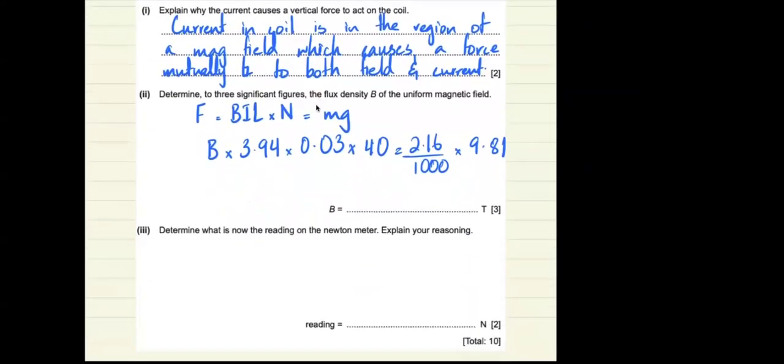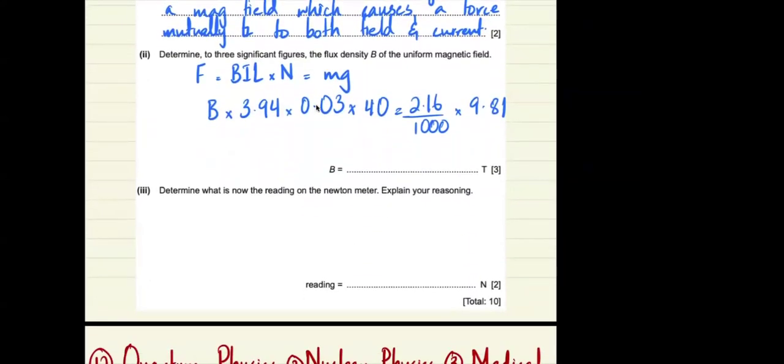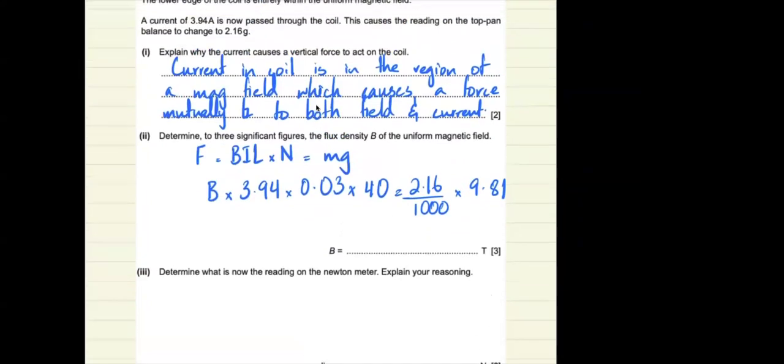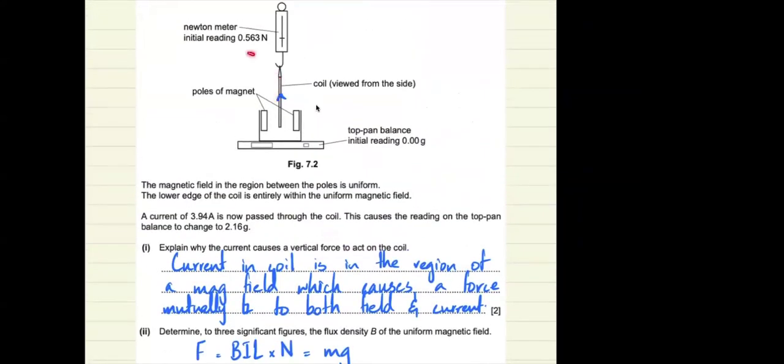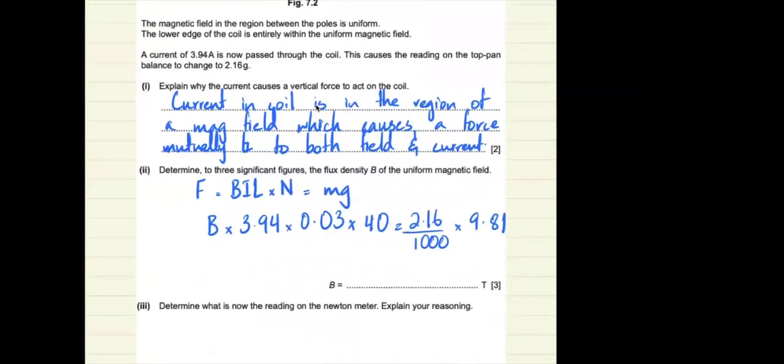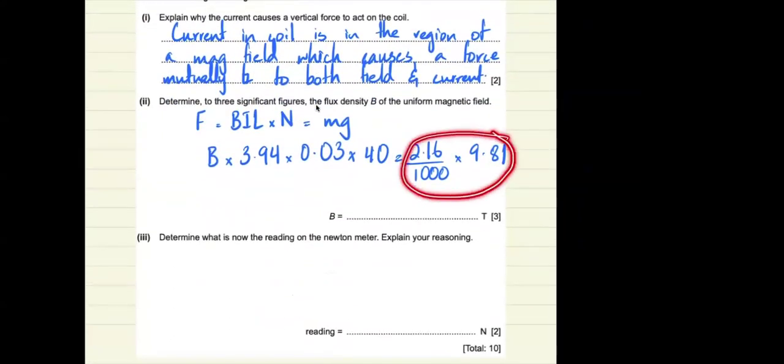Determine what is now the reading on the Newton meter. Explain your reasoning. So again, it's that same idea that because of Newton's third law, this is going to be upwards. So the reading on the Newton meter is going to reduce by this amount, right? So it's basically because of Newton's third law. Whatever this force turns out to be, the reading is going to reduce by this amount.